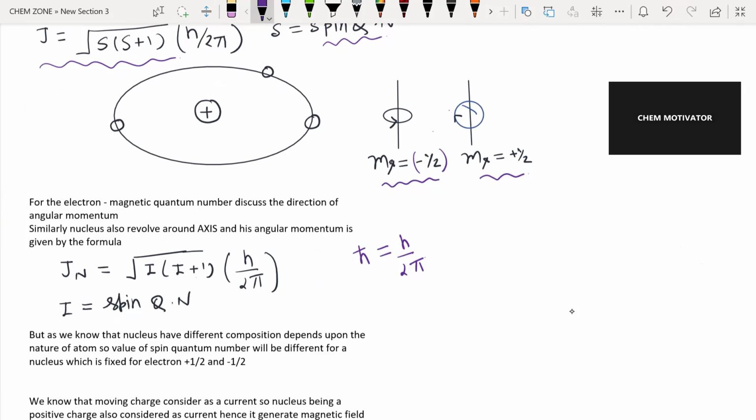Now, what is the difference between the spin quantum number for the nucleus and for the electron? We know that for the electron, the value of spin quantum number is fixed, either plus half or minus half. But the nucleus has different composition. The nature of the nucleus depends upon the nature of the atom. So the value of spin quantum number for the nucleus is not the same. Correct?